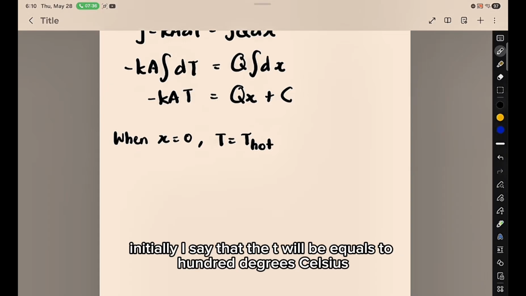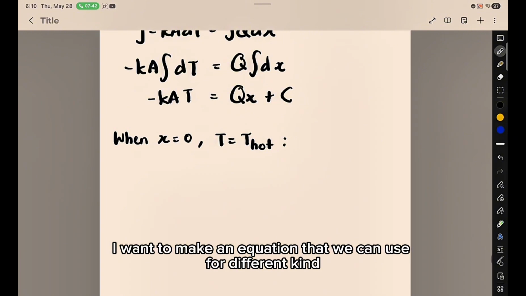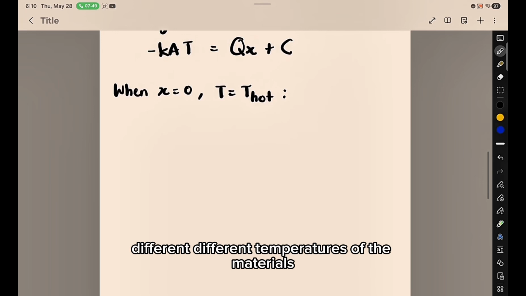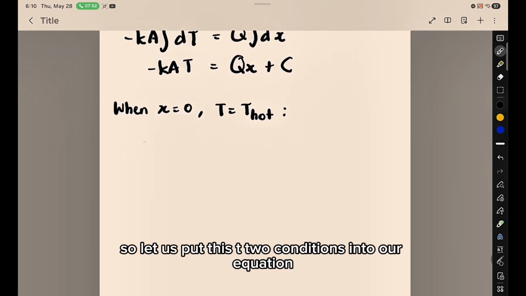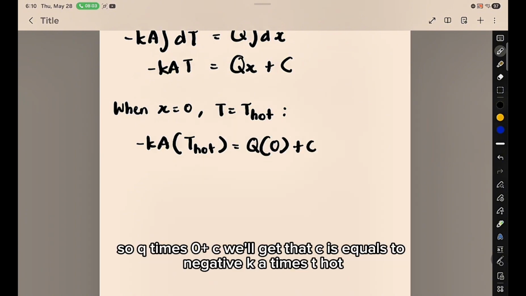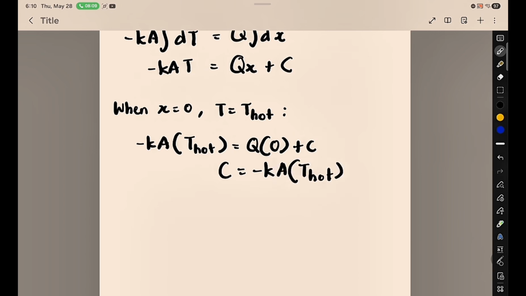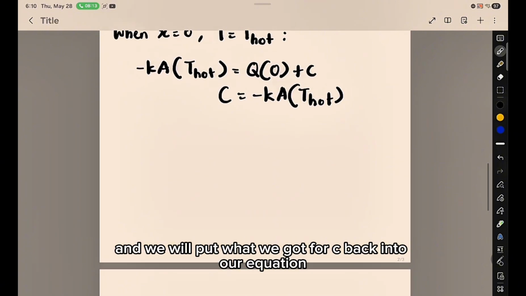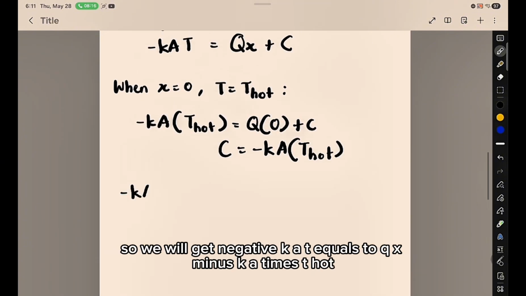Initially, I say that T will be equal to 100 degrees Celsius, but here I want to make an equation that we can use for different temperatures of the materials. So let us put these two conditions into our equation. Negative Ka times T hot equals Q times 0 plus C. We'll get that C is equal to negative Ka times T hot. And we will put what we got for C back into our equation. So we'll get negative Ka T equals Qx minus Ka times T hot.